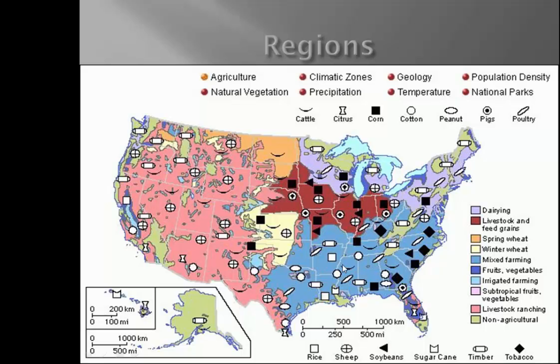Sure, mixed farming is there, right? Dairying, we have, milk. Does the body good. We have a lot of dairy farms in New York. Here's New York State right here. It's where your cows are living, right? Livestock and feed grains. A lot of flatlands out here.